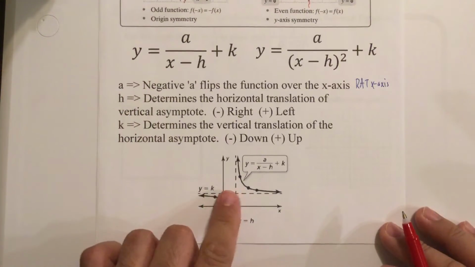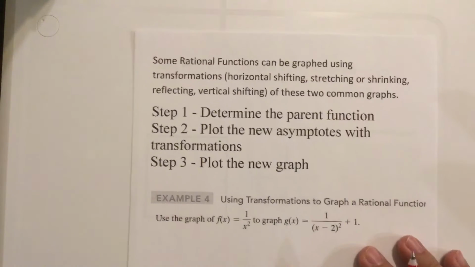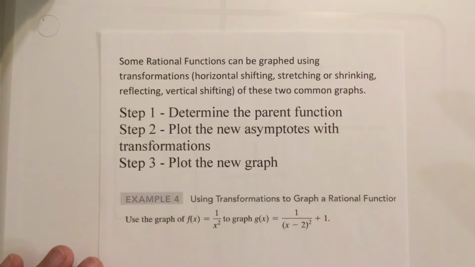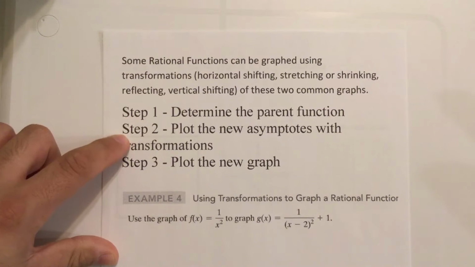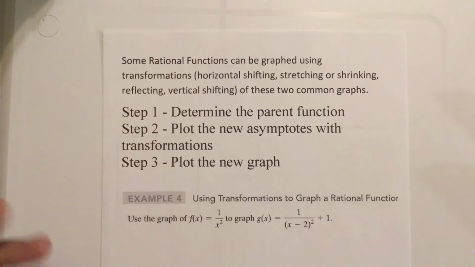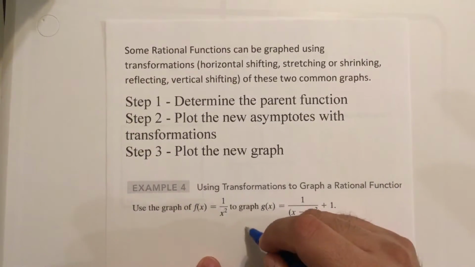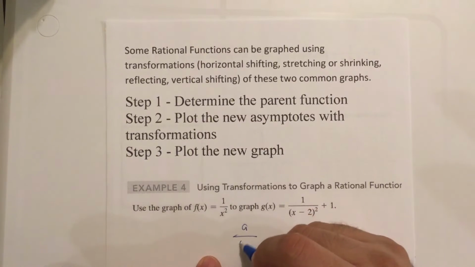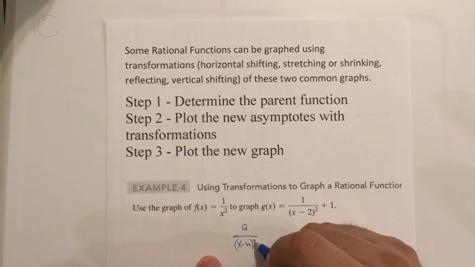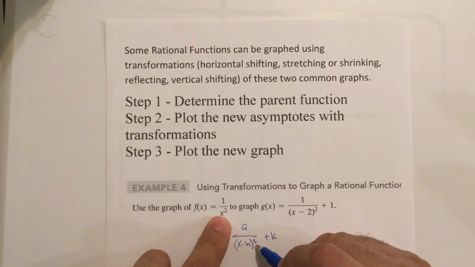And here we have the basic transformation equation again. So let's go ahead and take a look at some examples here. So it says some rational functions can be graphed using transformations: horizontal shifting, stretching or shrinking, reflecting, vertical shifting of these two common graphs. So determine the parent function, plot the new asymptotes with the transformations, then plot the new graphs. Okay. So again, we'll write this equation here, a divided by x minus h, close parentheses squared, plus k, and I made it squared because that's squared.